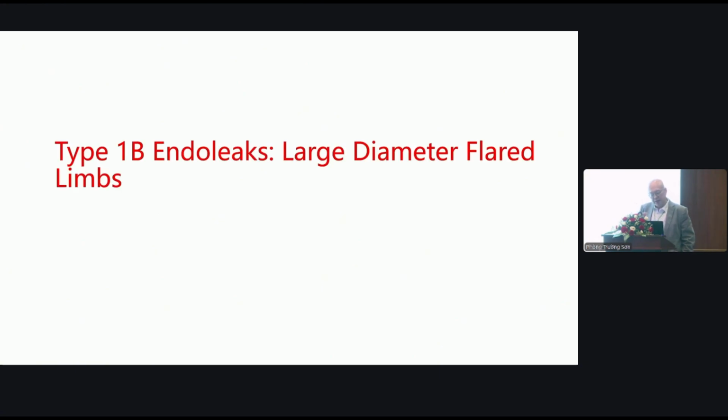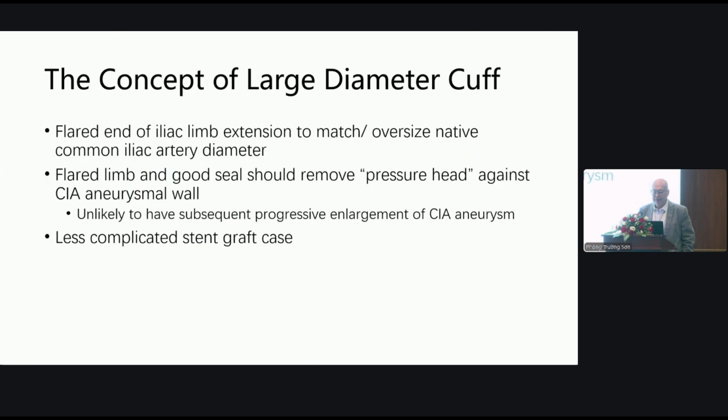Now I just want to talk about 1B endoleaks and the fact that a lot of us like to use large diameter flat limbs, because this is almost standard armamentarium in our stent graft kit. So we talk about it all the time. The idea of the large diameter cuff is that the flat end of the iliac limb extension can actually match or oversize the native common iliac artery diameter if it's enlarged.